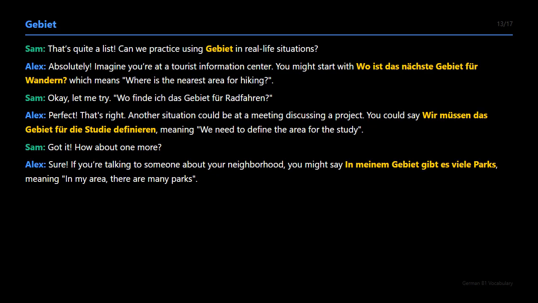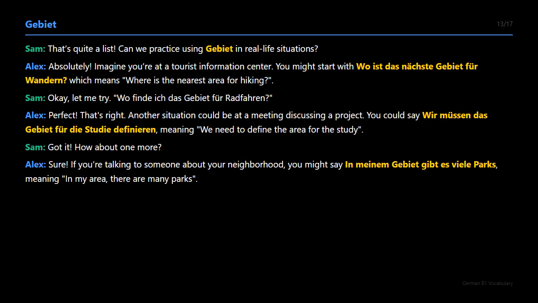Can we practice using Gebiet in real-life situations? Absolutely. Imagine you're at a tourist information center. You might start with Wo ist das nächste Gebiet für Wandern? which means where is the nearest area for hiking? Okay, let me try. Wo findet das Gebiet für Radfahren?